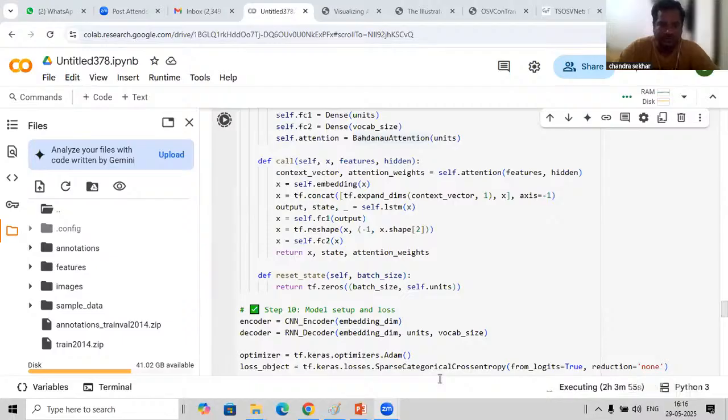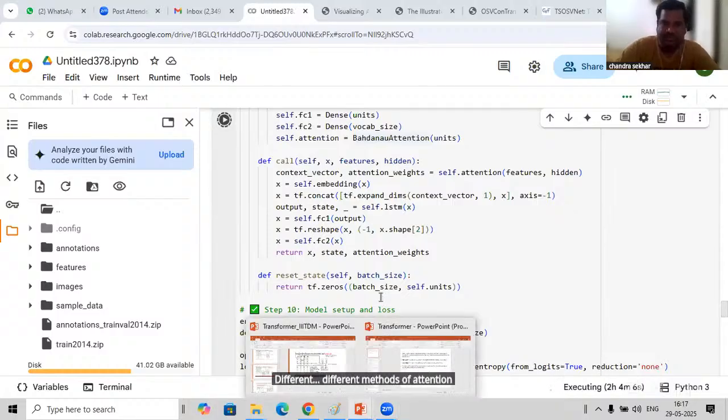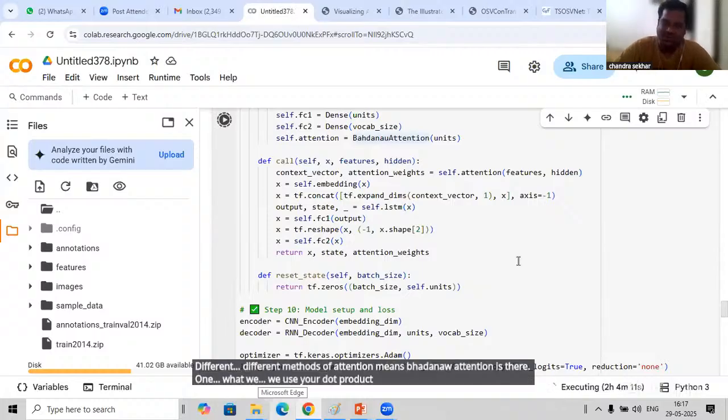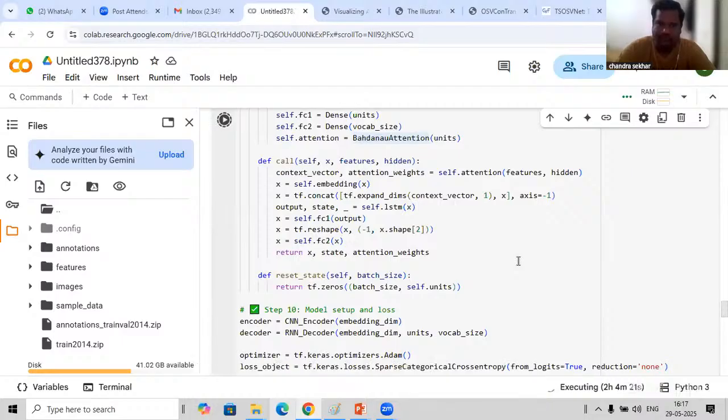Any doubts? Different methods of attention means Bahdanau attention is there. One we use is dot product attention. Two to three to four attention mechanisms are there. Widely used are Bahdanau and dot product. This notebook I will share.